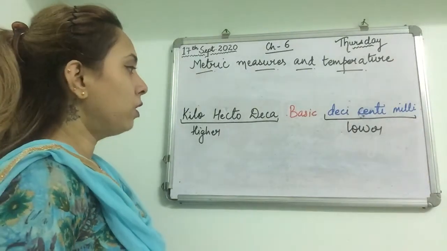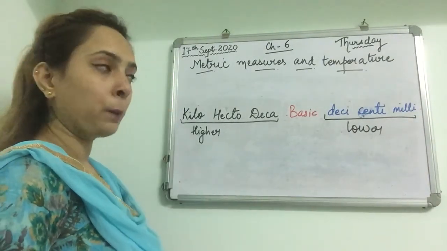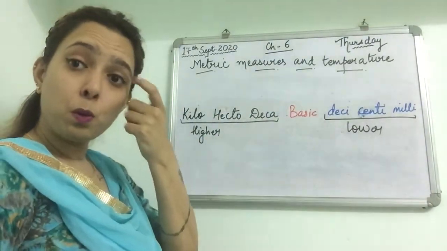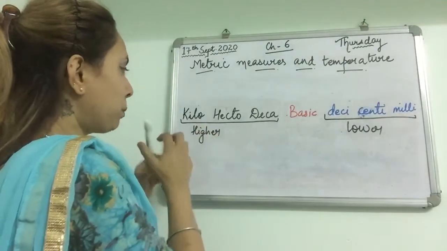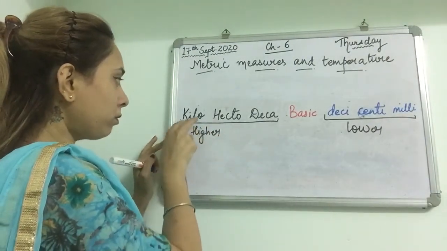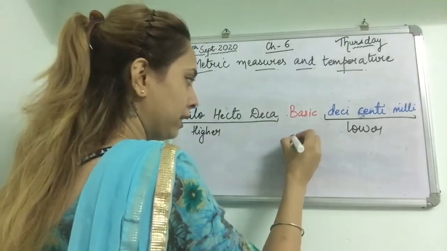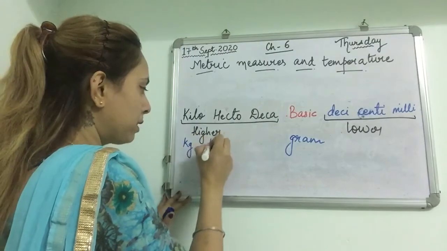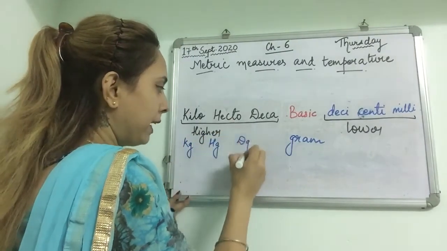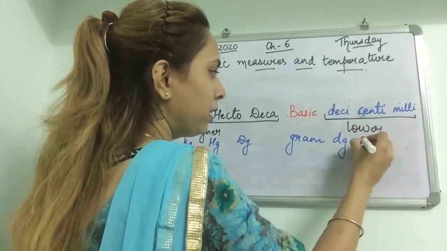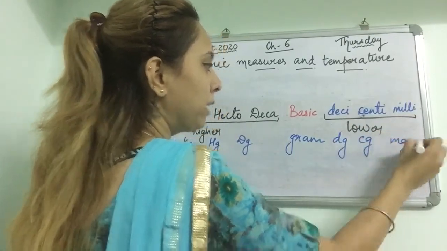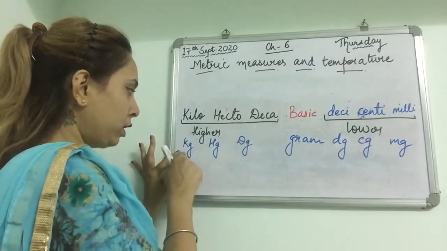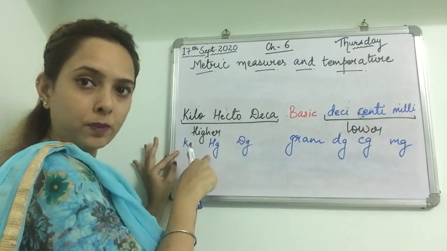So here students, when you are converting higher units into lower units, you will always do multiplication. Suppose you are asked to convert kilo. Let's take one basic unit, that is gram. So it is kilogram, this is hectogram, this is decagram, this is decigram, this is centigram, and this is milligram.